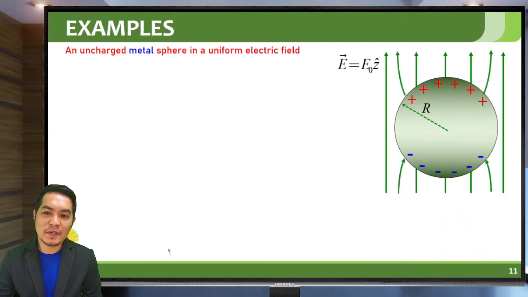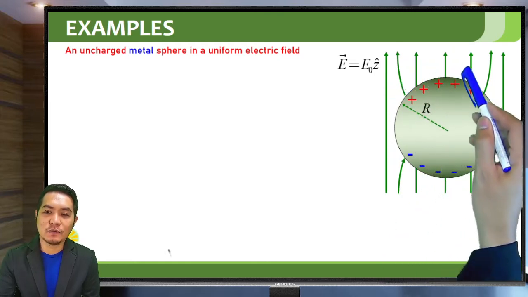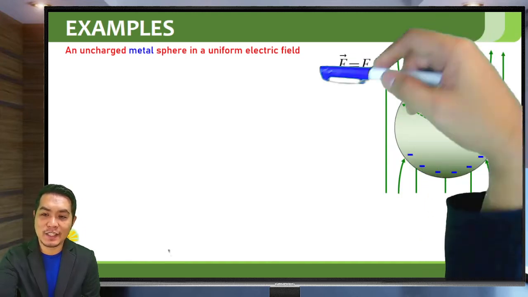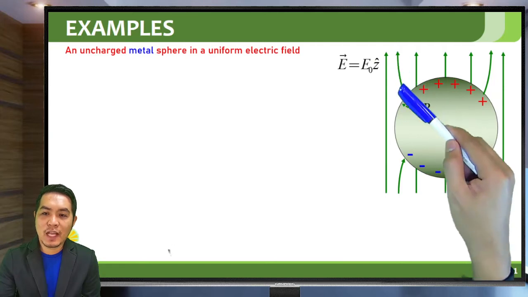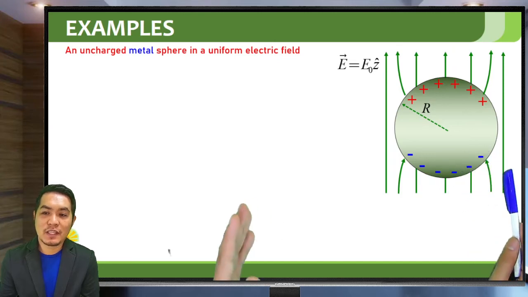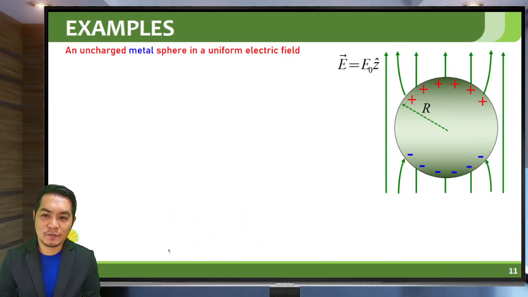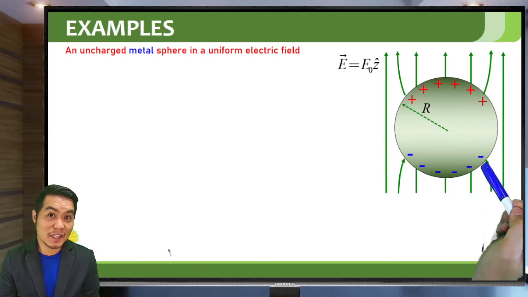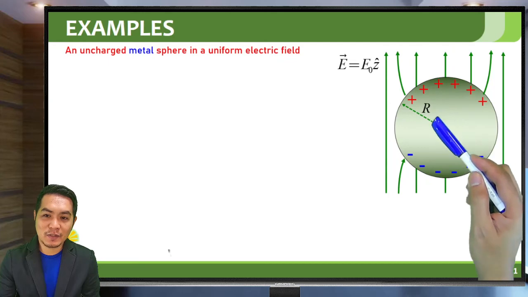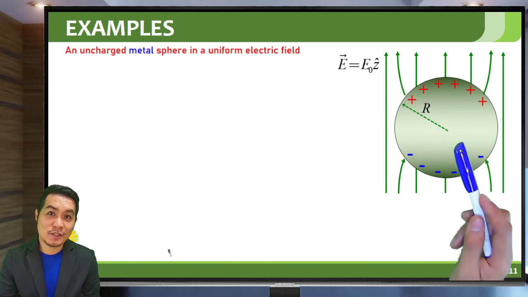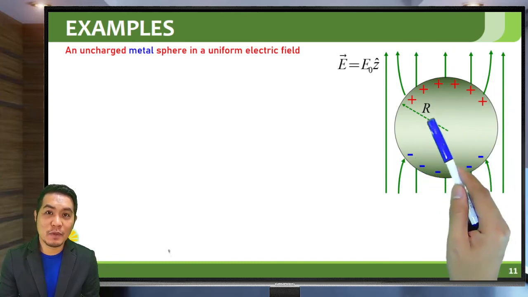So what will actually happen is, in the vicinity around your metal sphere, take note, this is a conducting sphere, the electric field inside is 0. The electric field will actually bend slightly in the vicinity of the sphere, but outside the sphere it continues to be straight. Since there are positive charges here and negative charges here, there will be an electric field inside from the positive charges to the negative charges, and that electric field will be the one canceling out the external electric field. Hence, the electric field inside becomes 0.